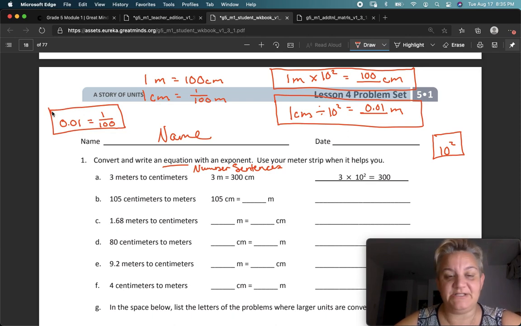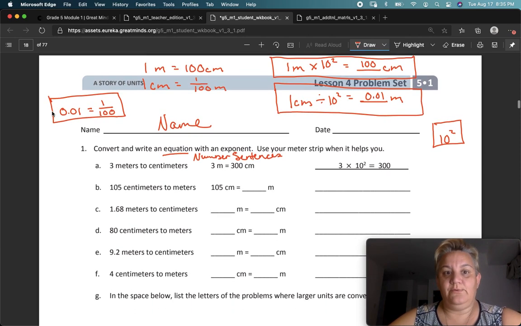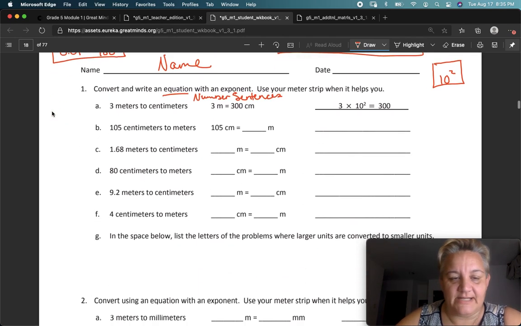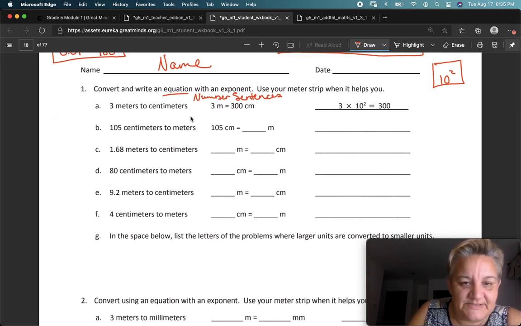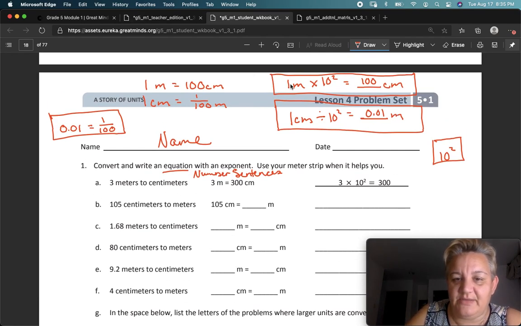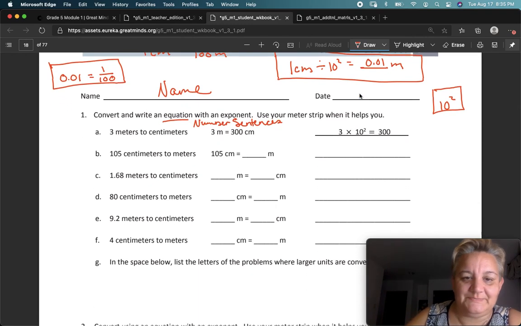They're throwing a lot at you today, so we might have to go back and do some review, but that's okay. All right. So if I have 3 meters, right here, 3 meters equals 300 centimeters. I know that 3 times 10 squared equals 300, right? So what did I do? I just put 3 in here and 3 in there. So let's try the next one.